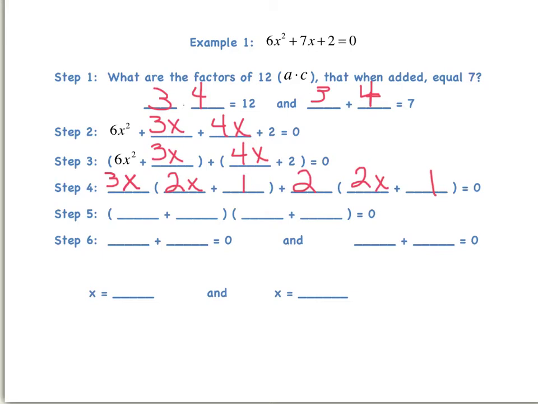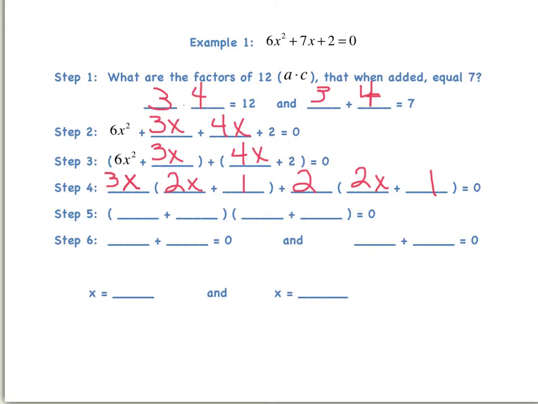Now after doing step 4, your two new binomials should be the same. They should be a common binomial. So that is what is meant in step 5 when it says to factor out the common binomial and rewrite in factored form. So that's going to look like this.